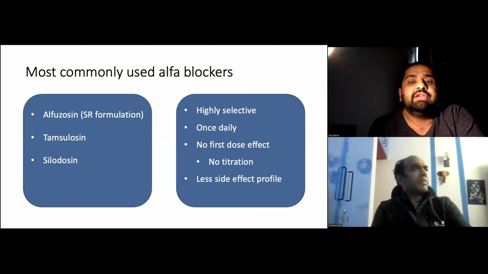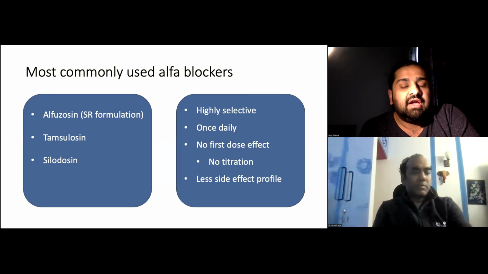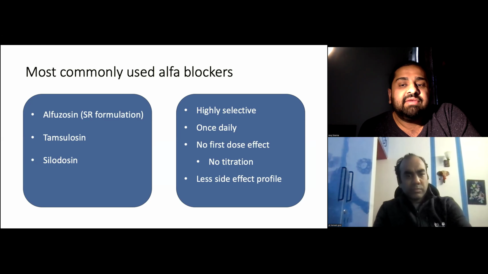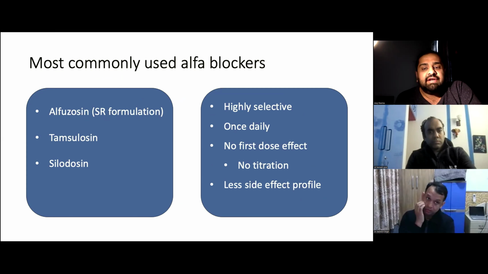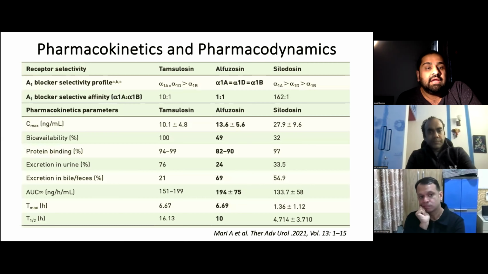So the most commonly used alpha blockers which we have are alfuzosin, tamsulosin, and silodosin, as we very well know in our OPDs. Alfuzosin initially was a 5 milligram dose, then a subsequent sustained release formulation of a 10 milligram dose has come into our clinical practice. And these are the highly selective ones. We only need a daily dosing. There is no first dose effect, so hence no titration, and it has a lesser side effect profile.